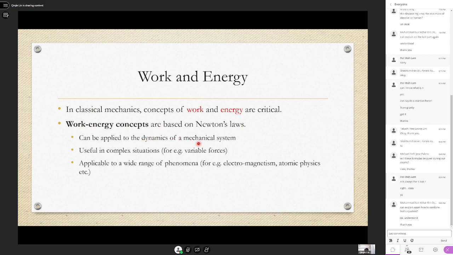It can be applied to the dynamics of a mechanical system. It's useful in complex situations, for example, variable forces. Remember when we drew free body diagrams just now, we always drew a force and assumed it to be a fixed force. Let's say the force is 30 newtons. We just take it as 30 newtons. But what if we have a scenario where the force keeps changing? Now we push with 30, later we push 35, after that we reduce to 25, but we still push in the same direction. So the force keeps changing. You cannot solve it using force methods really. You can use energy methods to solve it, which you will see. So it's useful in complex situations and applicable to the right range of phenomena.